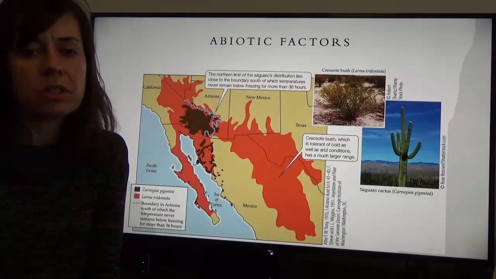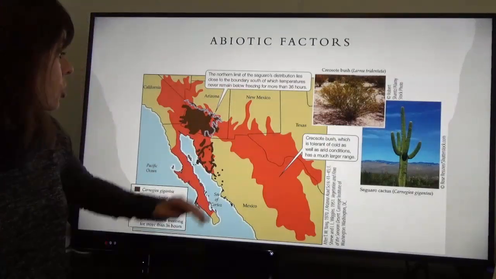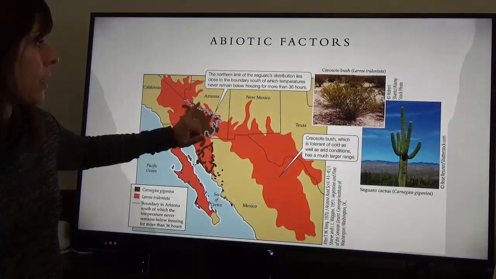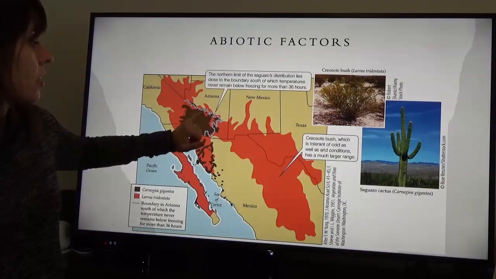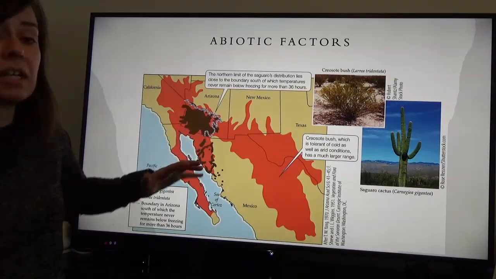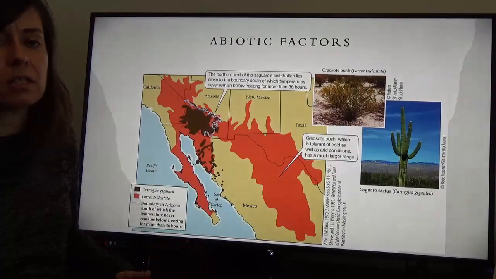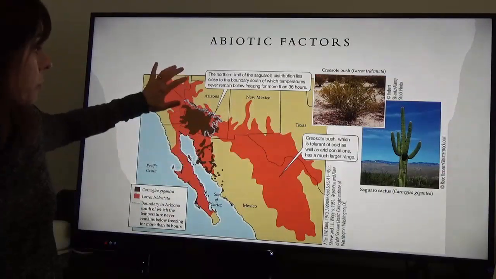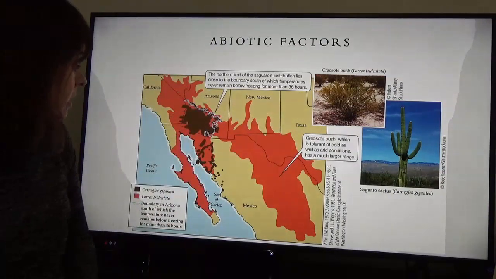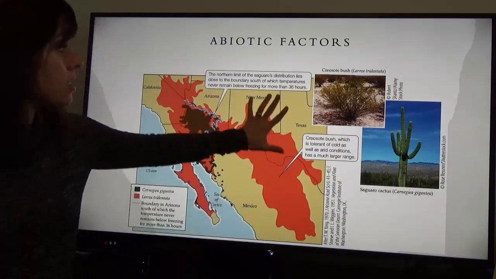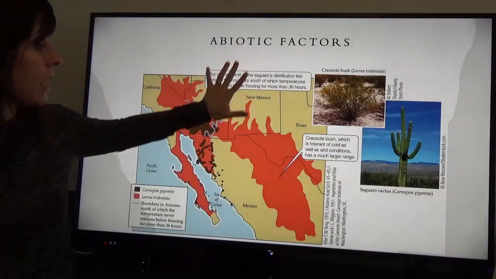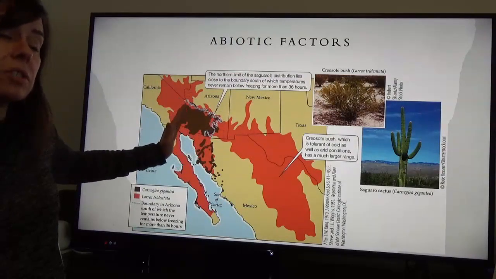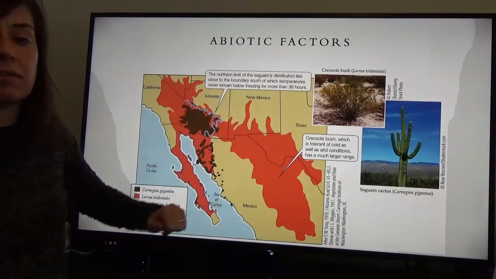So its northern limits are restricted to those areas where freezing temperatures are not maintained for more than 36 hours. And so it just is unable to deal with cold temperatures that you can get as you move further inland or further north in these desert environments. Okay, so this is the kind of information we can get using abiotic factors to understand the drivers of distributions of different species.